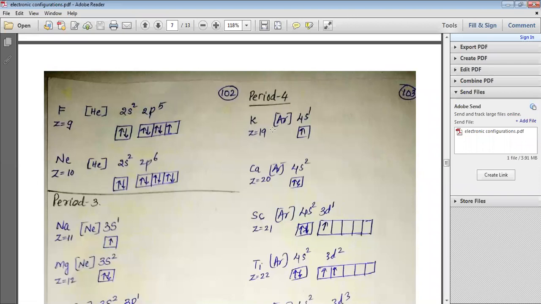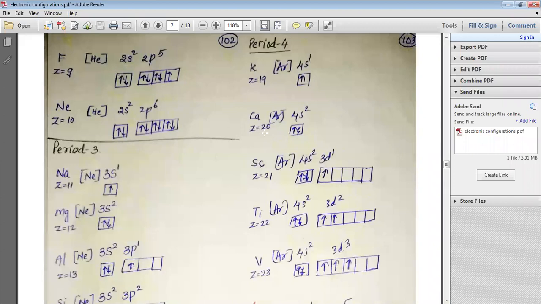Potassium has the electronic configuration argon 4s1. This argon is nothing but your 1s2, 2s2, 2p6, 3s2, 3p6, and then you have the 4s1. So I have shown you that in the 4s orbital, one electron is filled with the up spin.